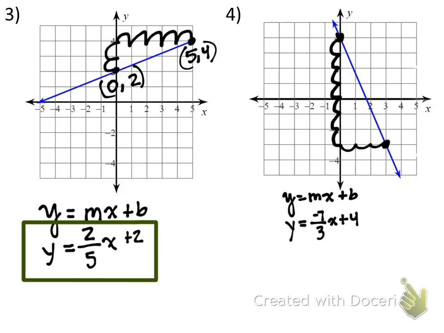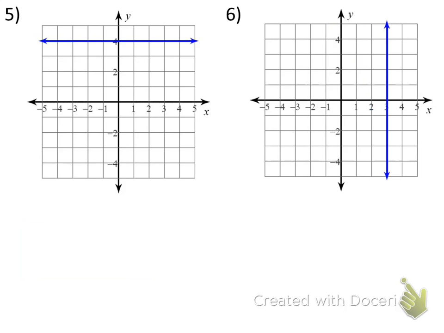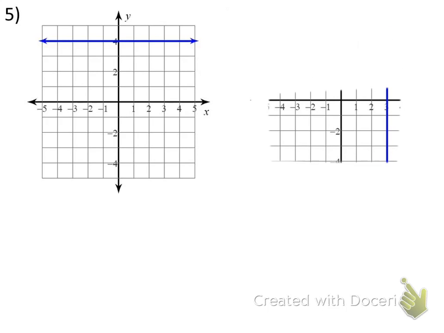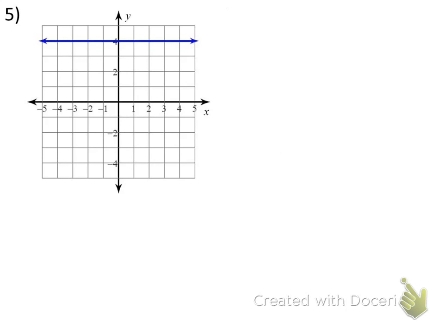Continuing on, number 5. On number 5, what do you notice about this slope? Tell your neighbor what. Undefined? Is there a slope on the floor that I walk on? Is it going uphill or downhill here? But this is a flat one. What's it called when you have a flat slope? It's a zero slope, okay? So this is a zero slope, okay?